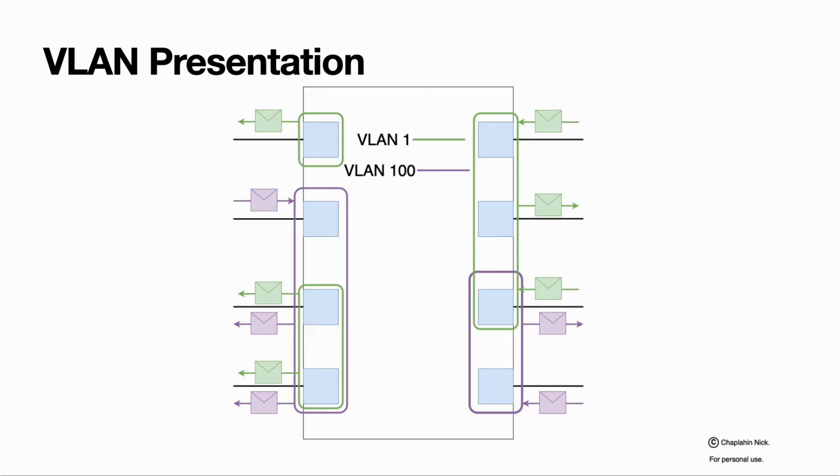Hello, this is Simply About Networking Protocols, and today we are talking about VLAN. The standard that describes VLAN functionality is 802.1Q.